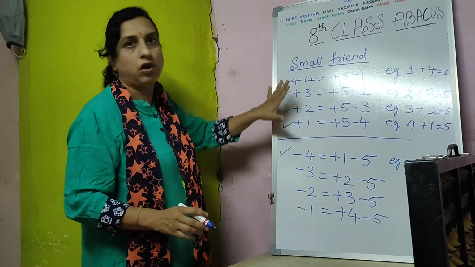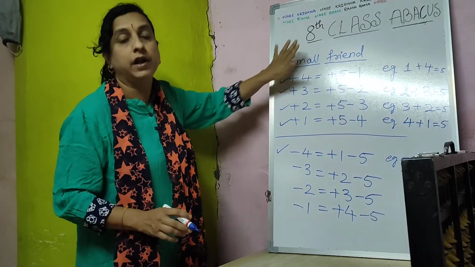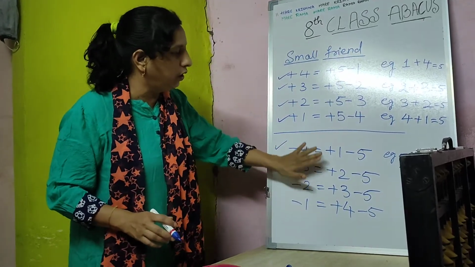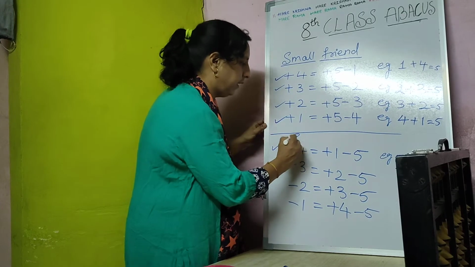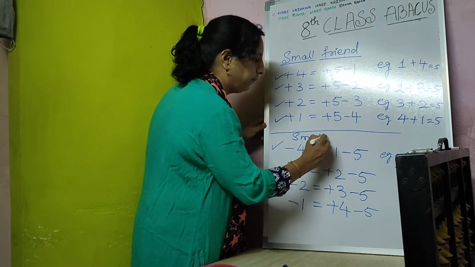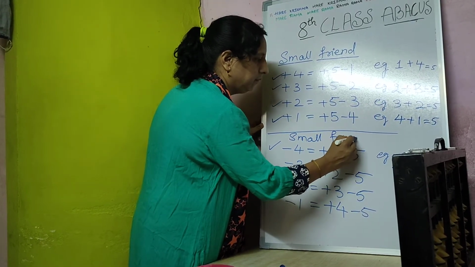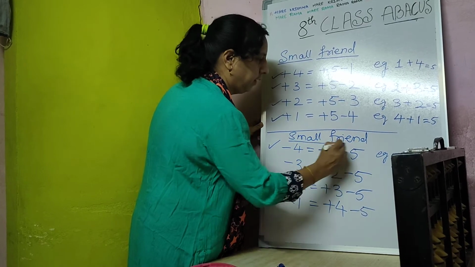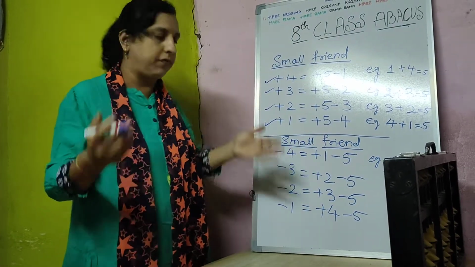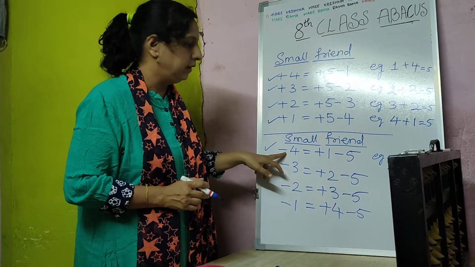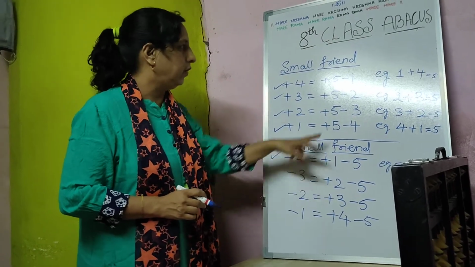This is for plus. Already you have learned this. Now you are going to learn this. This is also a small friend, minus small friend. After this we will go for big friend. First we will learn this minus 4. Okay, take down all this.